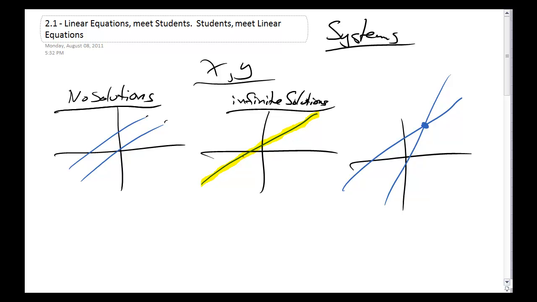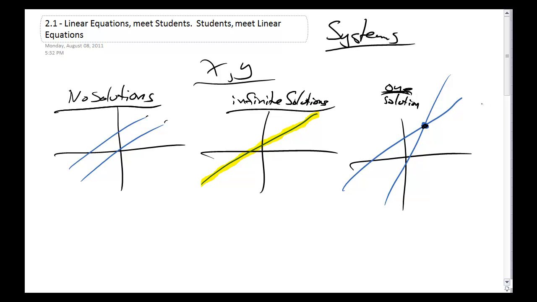The two lines are exactly the same. They may have looked like slightly different equations, but deep down inside they're the same, which means they share all the same points. It's one line right on top of the other line. There's no difference. And finally, this right here would be a one-solution system, because there's this one single point where they meet.